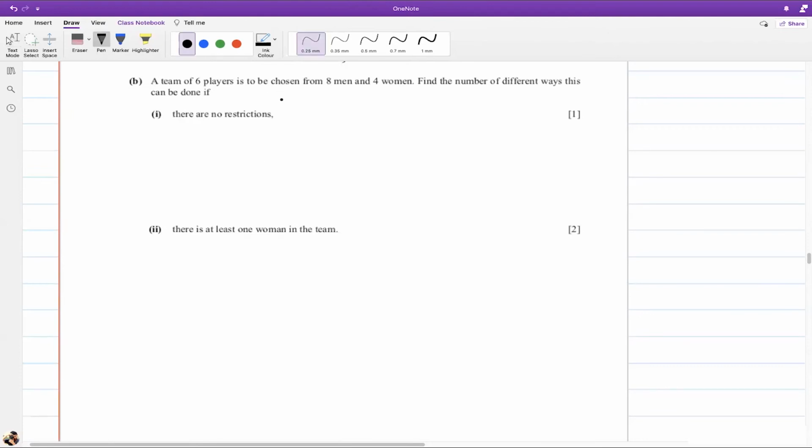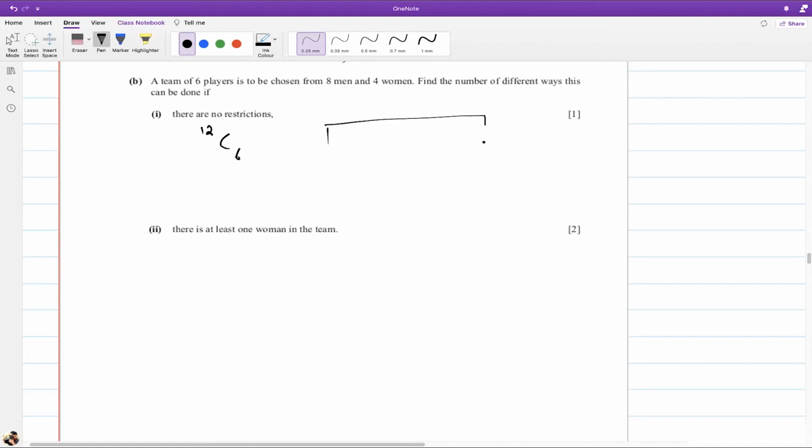All right, a team of 6 players is chosen from 8 men and 4 women. No restrictions. That's a good world we live in. So 8 men, 4 women, 12 players in total, and we have to choose any 6. So 12 choose 6. There you go. So 6 out of 12 that you have to choose.